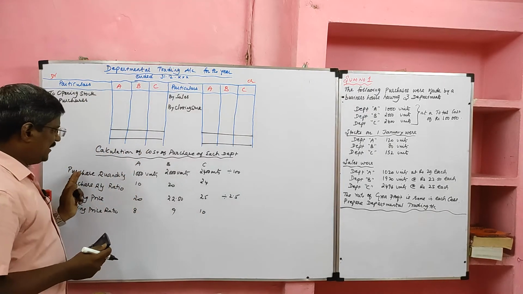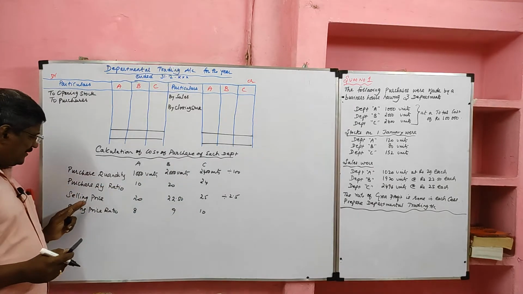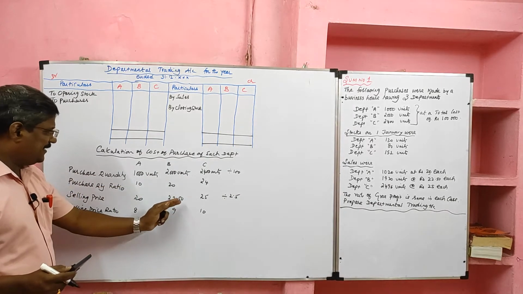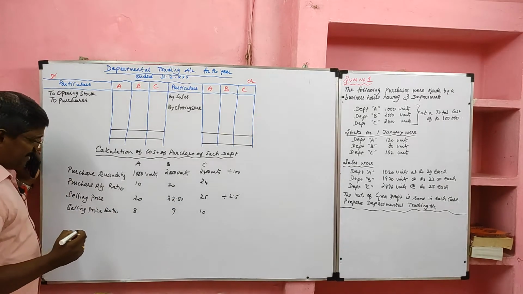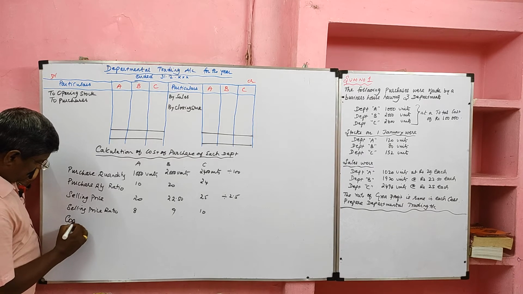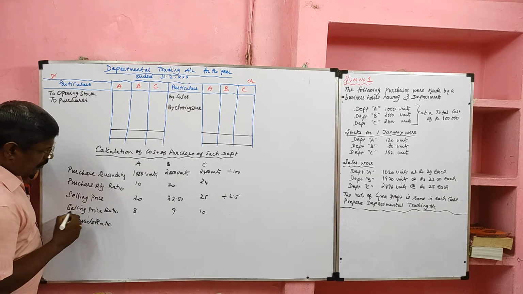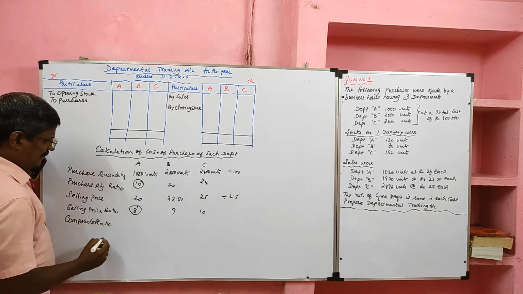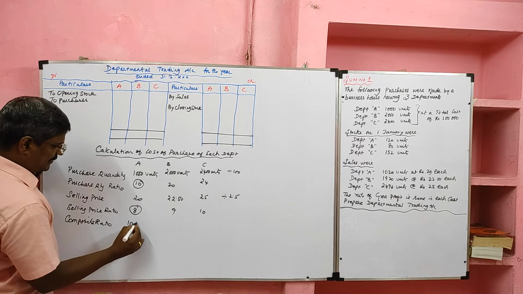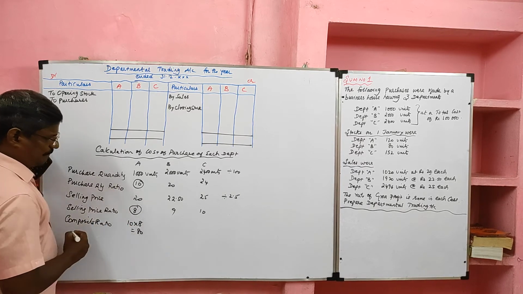What I did, first I recorded purchase quantity, then I converted into ratio. Likewise, I recorded selling price, then I converted into selling price ratio. After this, we have to find the composite ratio. What is the composite ratio? Purchase quantity multiplied by selling price. So purchase quantity 10, selling price 8. So our composite ratio is 80.